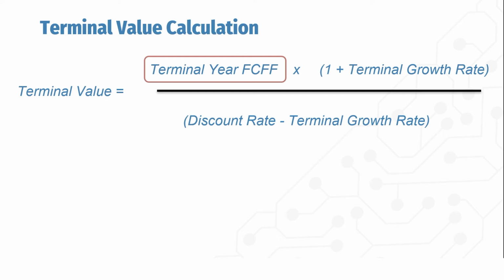We can use the final year in our projection period as the terminal year. So if we had a 5-year projection period, year 5 would be the terminal year. What is the terminal year and why is it so important?